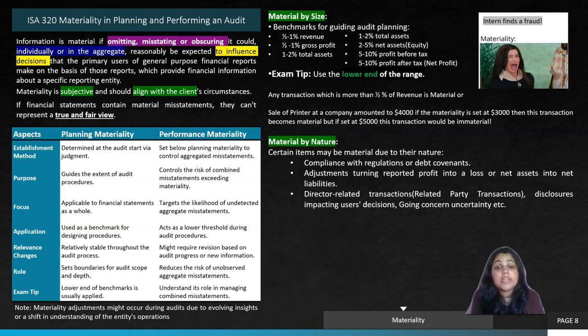So that is there. Now, director related transactions, that means related party transactions. We have to give the disclosures correctly in the case of related parties or even going concern. So even if it is $1, we have to disclose it. If we have not disclosed this, that is material by nature, correct? So that is all about materiality.